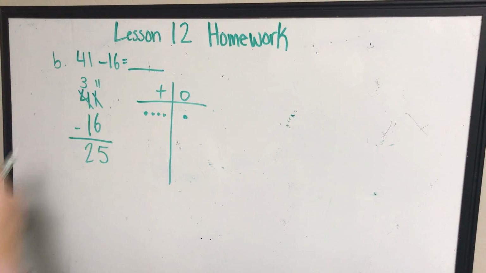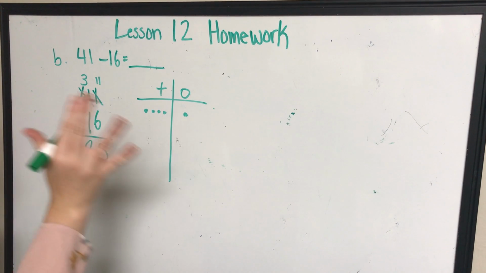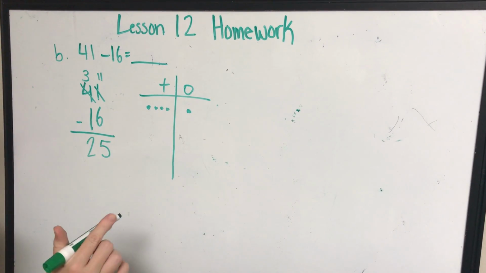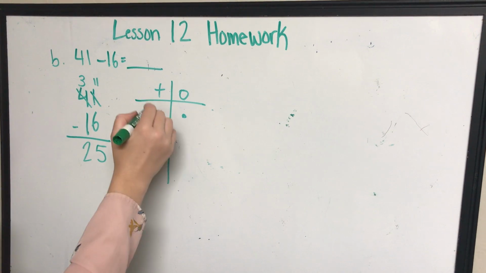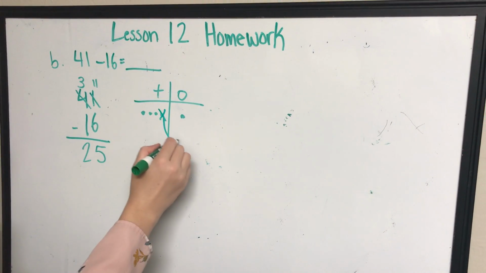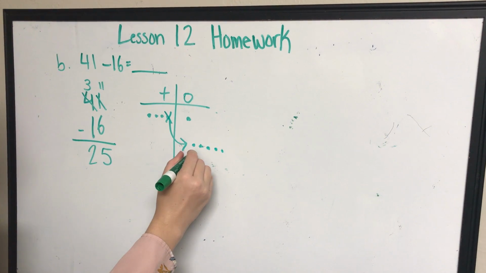Now, I am subtracting 16. So I need to look. This is not like when we're adding. The subtraction problem picture is totally different. So I need to minus 6 ones. Can I minus 6 ones? Nope. I need to look to my tens, cross out a 10, draw an arrow over, and draw my 10 ones.